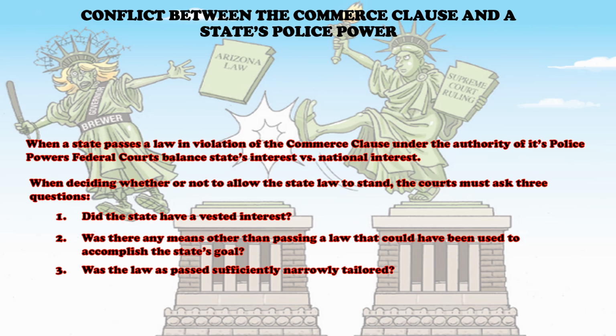very important question. Was the law as passed sufficiently narrowly tailored? Now, this means, did it cover what the state intended it to cover and no more? Was the law too broad? Did it cover too much? This is where New Jersey messed up. The law New Jersey drafted said no trash produced outside of New Jersey could be disposed of in New Jersey.